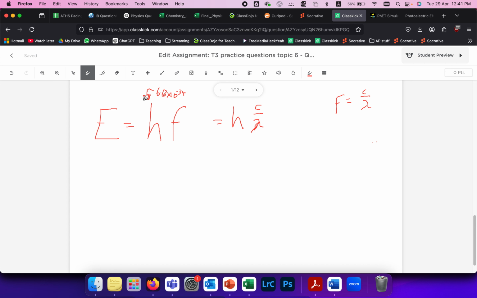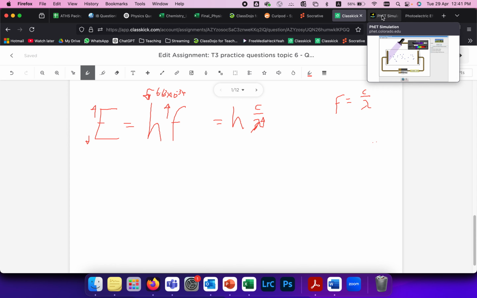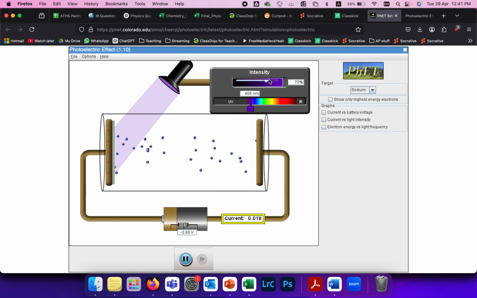Now, what does this mean? Energy is equal to hf. It's directly proportional to my frequency. However, look at this. It is dividing by wavelength. It is inversely proportional to my wavelength. So that makes sense based on what we have done over here in our simulation. This is my wavelength. I am reducing my wavelength and I'm getting more energetic electrons.